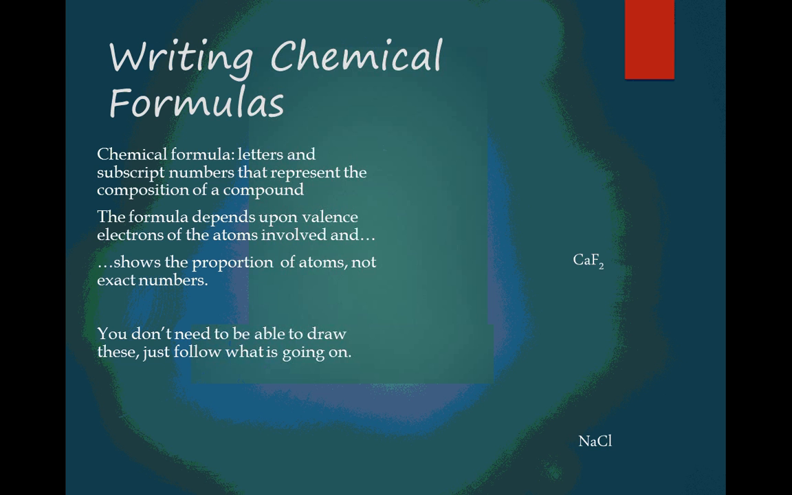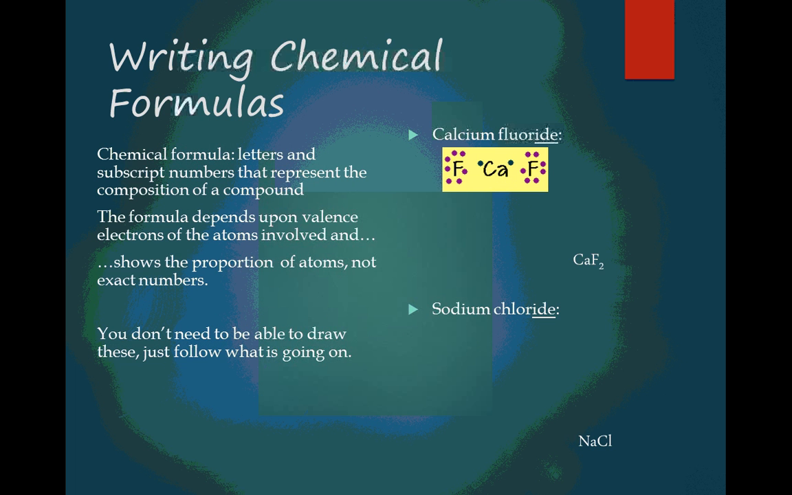Okay, and no, you don't have to be able to draw these, but I do want you to follow what's going on so you understand where this is coming from. So if we want to have the compound calcium fluoride, we want to figure out what proportion of calcium and fluorine atoms we'll have. So here's a calcium atom and 2 fluorines.